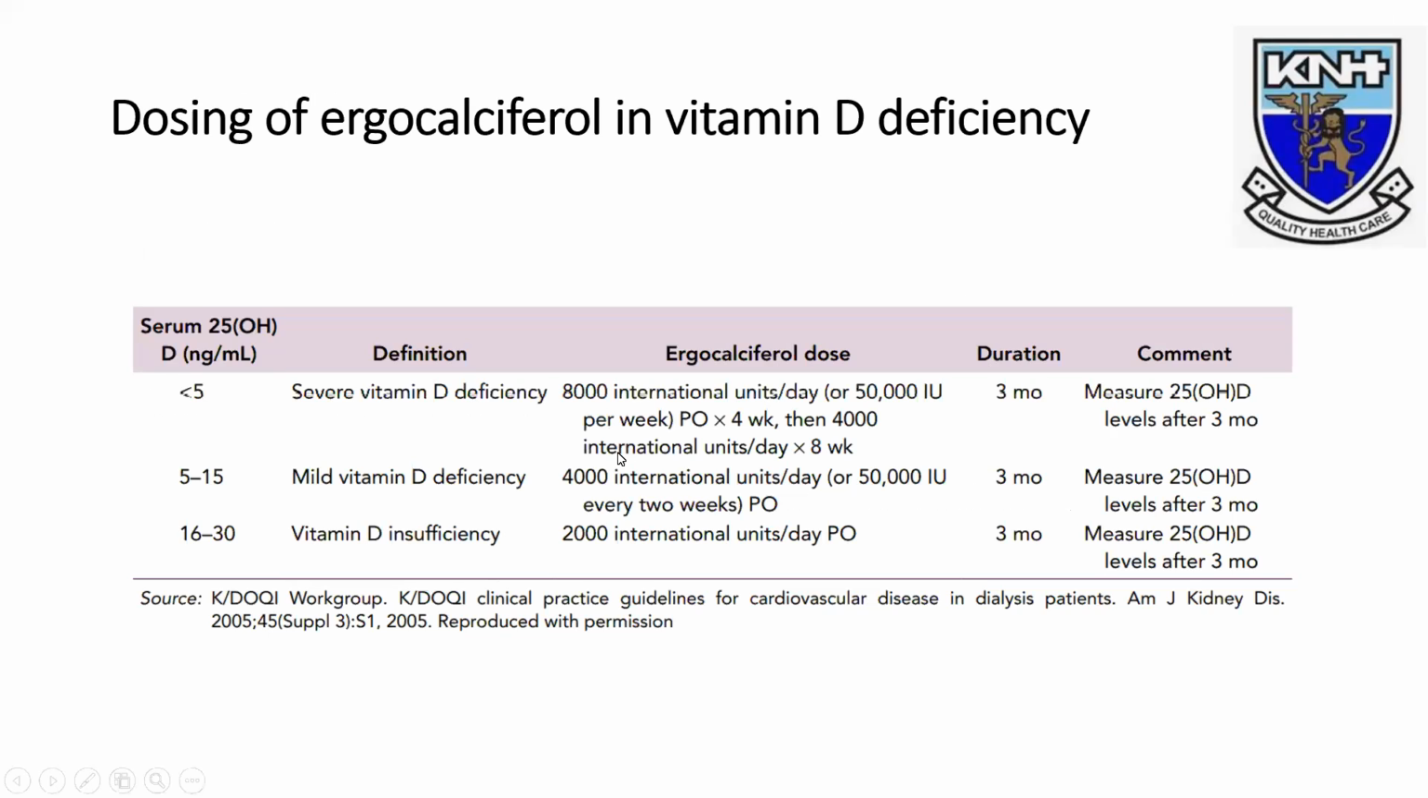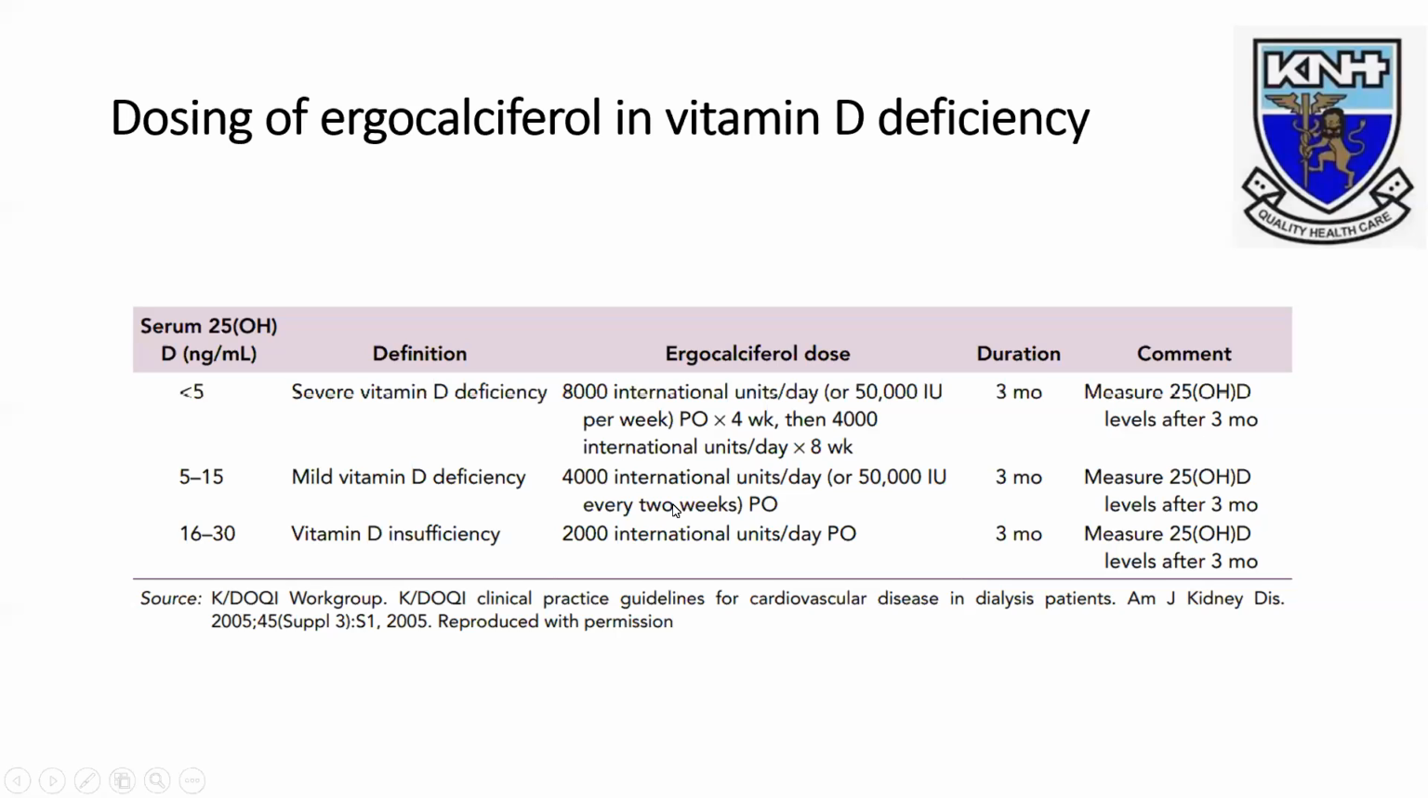This is according to the severity. When you measure 25-hydroxy vitamin D and it is less than 5 nanograms per mL, you give 80,000 international units per day or 50,000 international units per week. This one is weekly for 4 weeks. Then you give 4,000 international units per day for 8 weeks. So the duration is usually 3 months, and you measure vitamin D levels after 3 months.